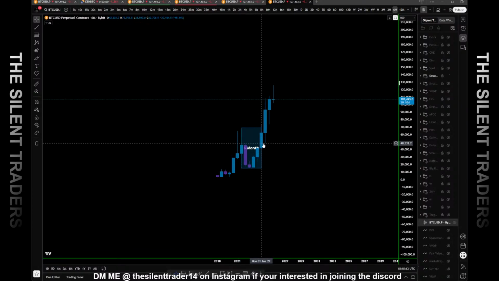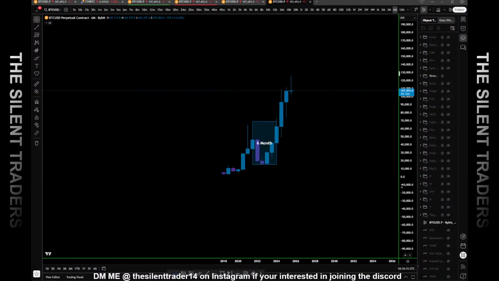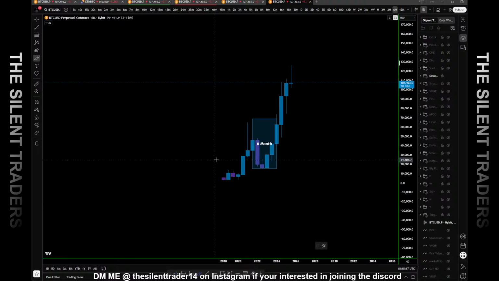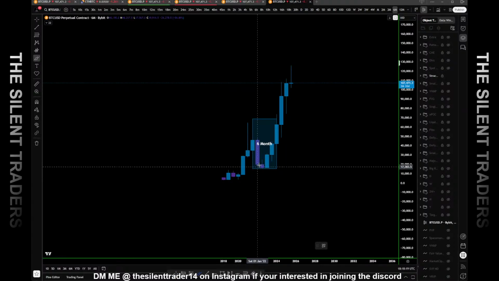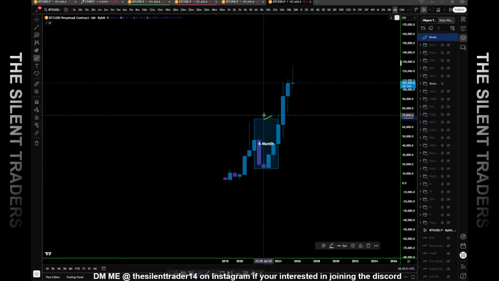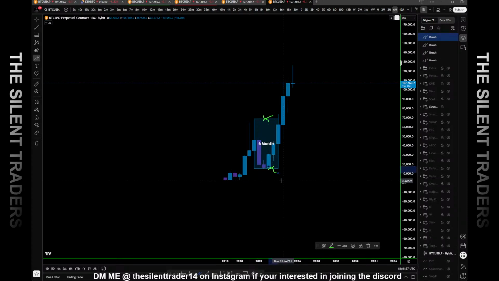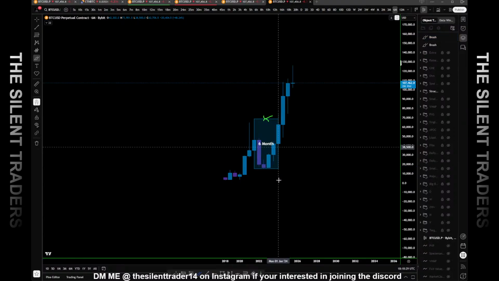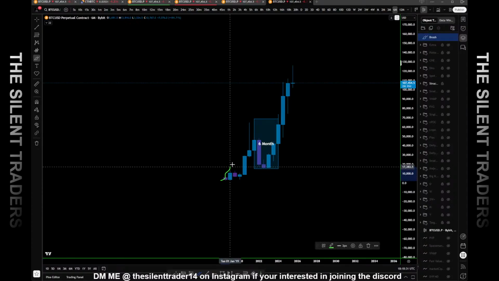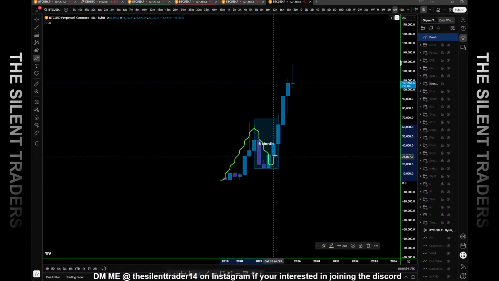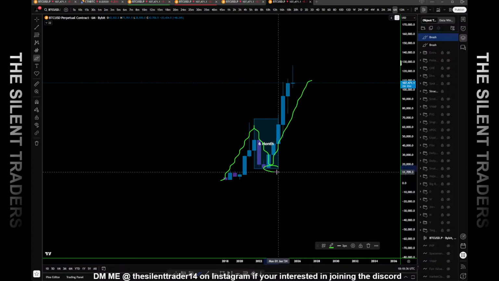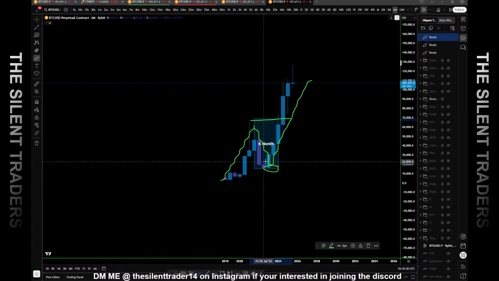I have this blue box here marked as the 6-month, meaning the last break of market structure on the 6-month was where my blue line ends. The protected low of the 6-month is where the blue line ends on this side. So market structure on the 6-month: we went up, we came down, we went up. This is the protected low, break of market structure.